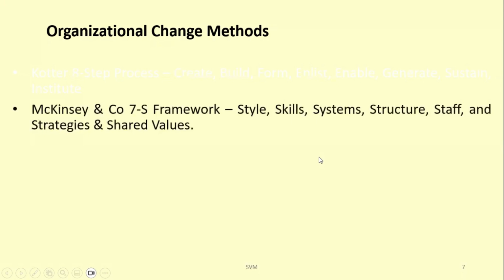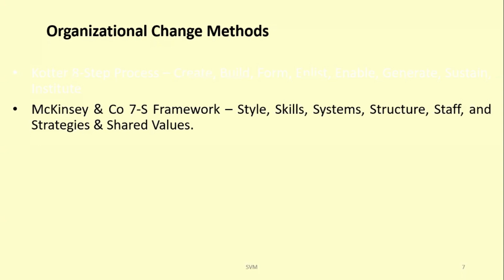Next is McKinsey and Company's 7S framework. Here we talk about style, skills, systems, structure, staff, strategy, and shared values. When we say style, it is about the style of the leadership, how the leadership approaches, how it influences the culture, motivation, and performance.